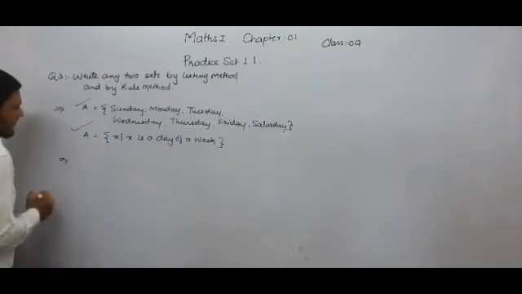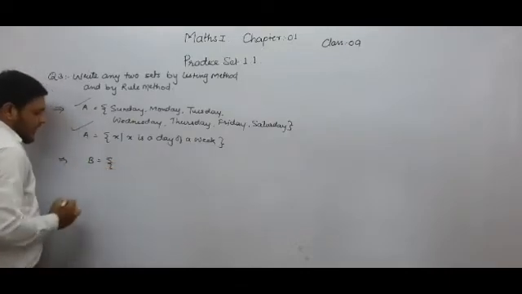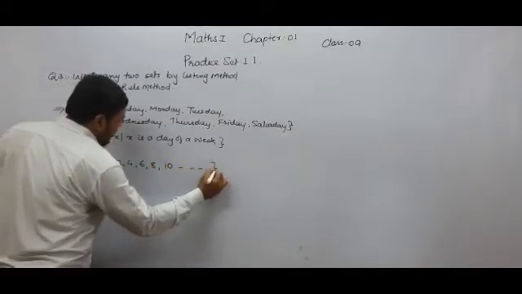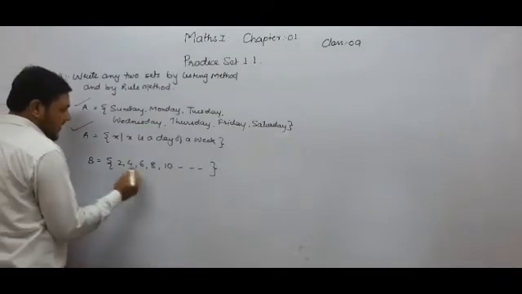One more set we have to take. So we will take set B. B is equal to curly bracket 2, 4, 6, 8, 10 and so on. We have studied in the previous question that these are even natural numbers. So student, these are natural numbers as well as even.